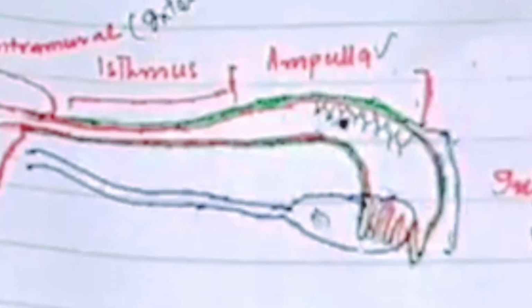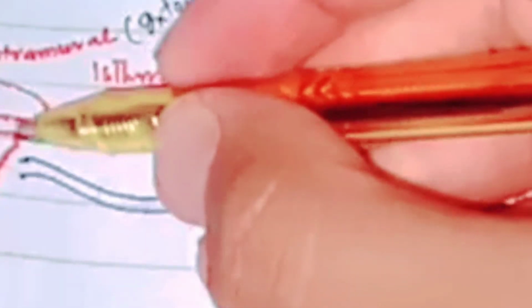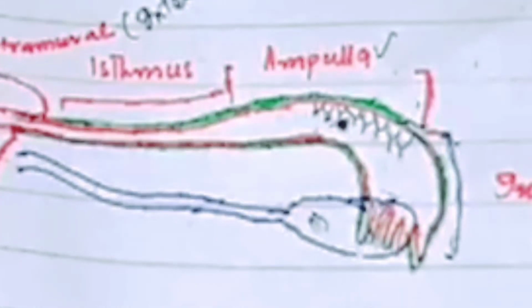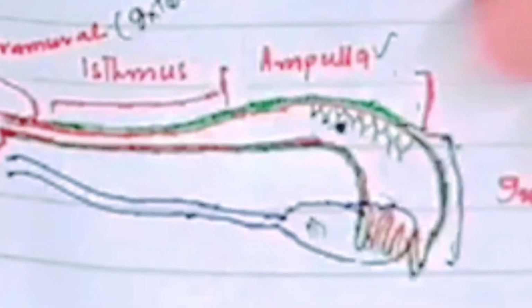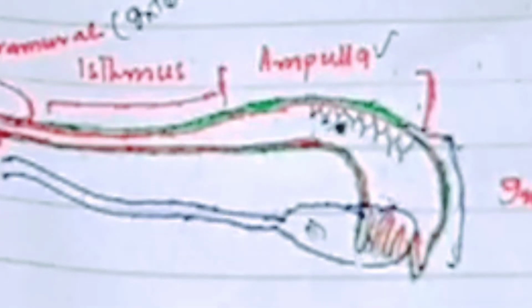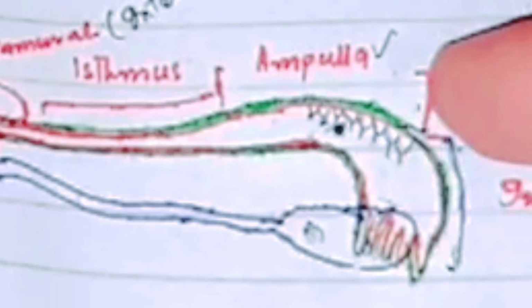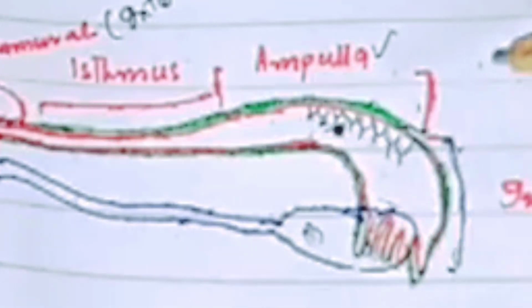So the opening of the fallopian tube at the uterus is called the proximal tubal opening, or the proximal tubal ostia. When this opening becomes blocked, this condition is called a proximal tubal occlusion. So this was all about the anatomy and the physiology of the fallopian tube.